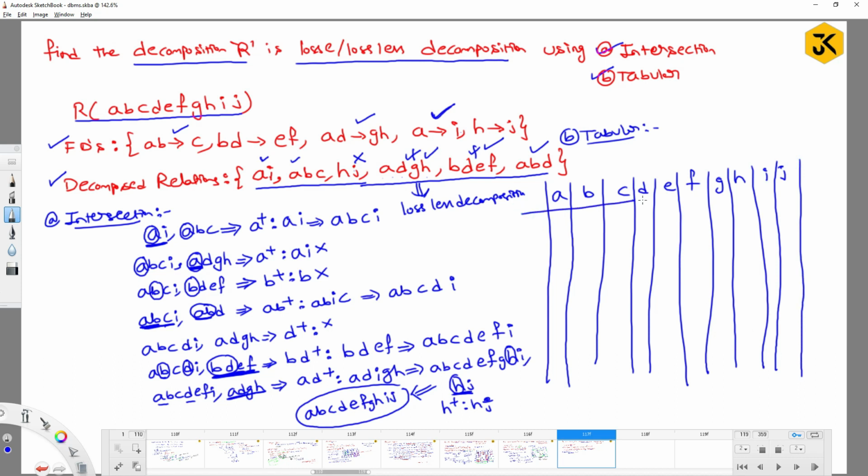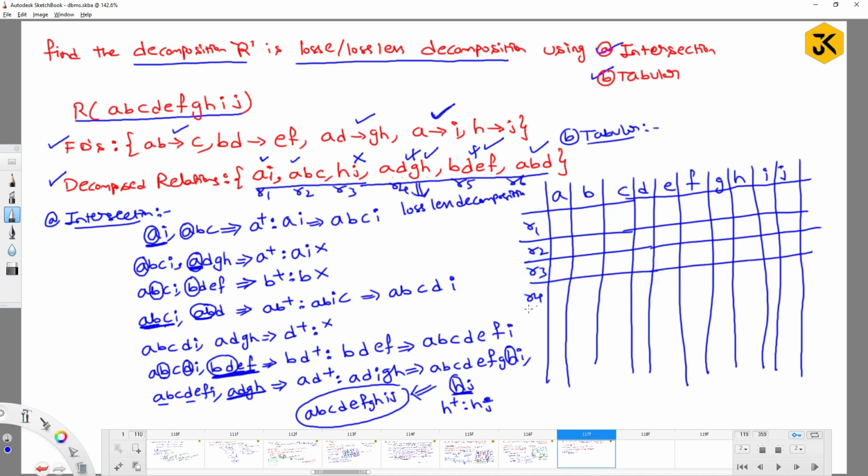Okay, fine. And also in step 1, you have to make sure to draw the number of rows equivalent to the number of decomposed relations. So total 6 decomposed relations are there: R1, R2, R3, R4, R5 and R6. So total we got 6 rows.